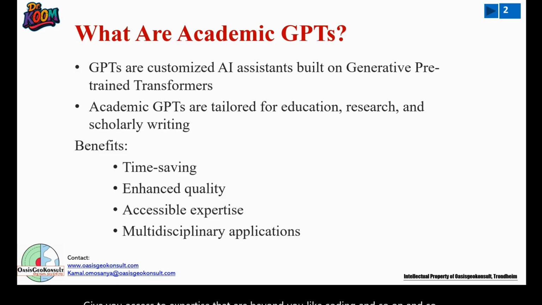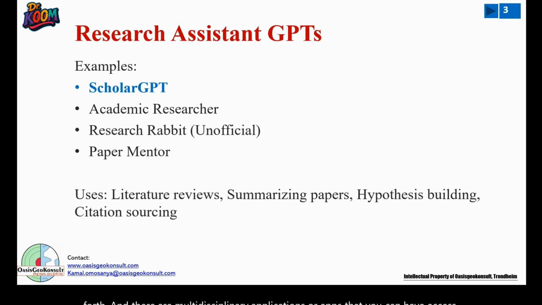An example of a research assistant GPT is Scholar GPT that I showed in the last video. And there are other ones, there are so many of them. There is what we call Academic Researcher, there is Research Rabbit, there is Paper Mentor. And these research assistant GPTs are useful for literature review, summarizing papers, building hypotheses, and citation sourcing, like when you try to find papers and references for your work.